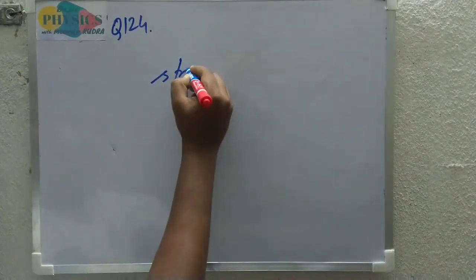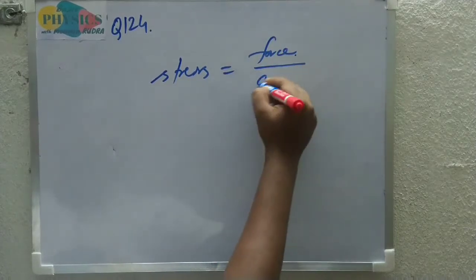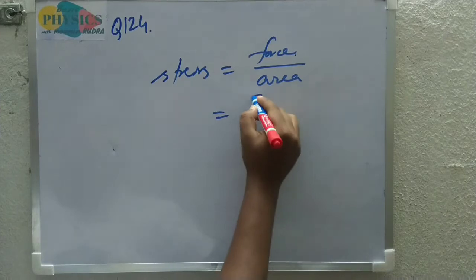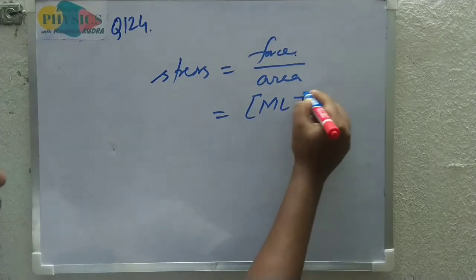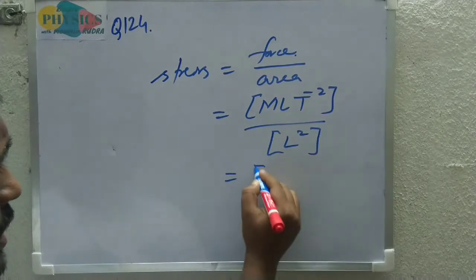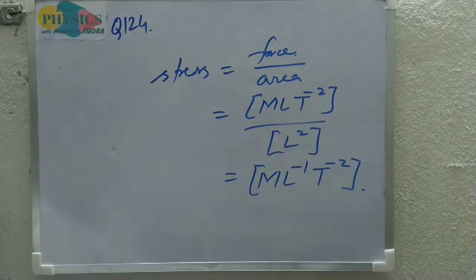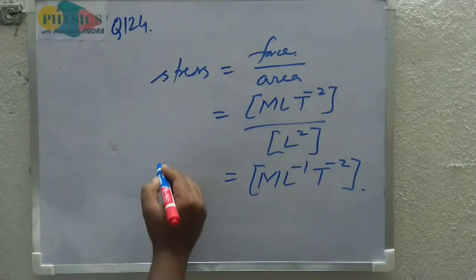Question number 124. Here given the dimension of stress. So stress means we know that stress equals force by area. So the dimension of force is MLT minus 2 and the dimension of area is L square. So it becomes ML minus 1 T minus 2. So option 3 is the right answer.